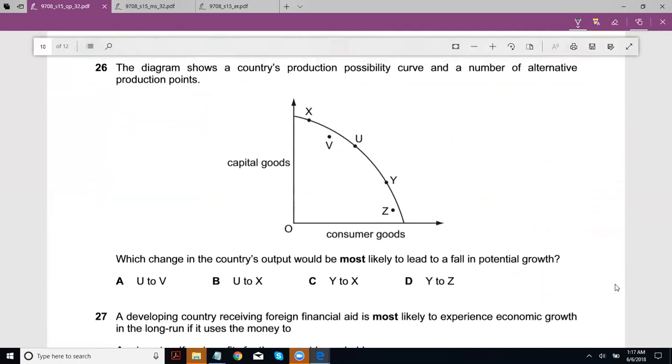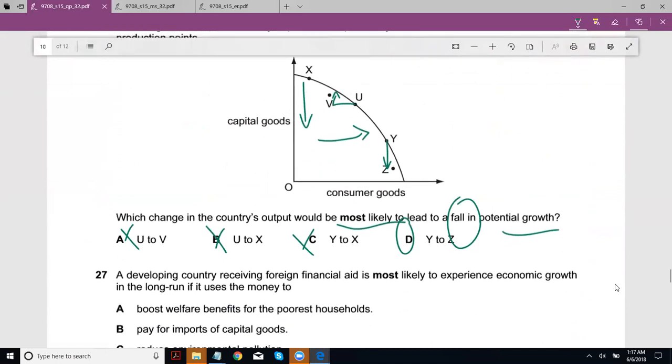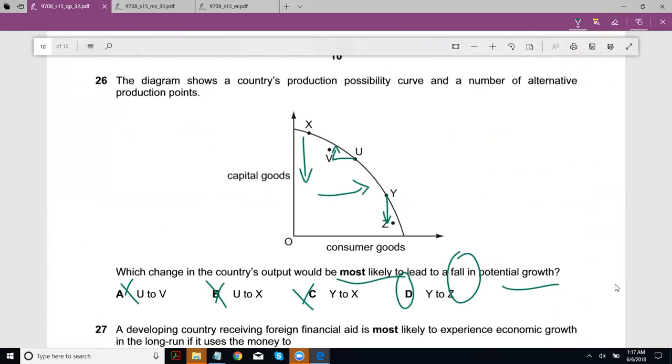Which change to the country's output would most likely lead to a fall in potential growth? So you have to consume less capital goods and more consumer goods. That would be most likely to lead to a fall in potential growth. So Y to Z decreases capital goods, so I think that is fine. Y to X does not. U to X increases capital goods. U to V also increases capital goods. So you can go with D, because less capital goods means probably less potential growth.